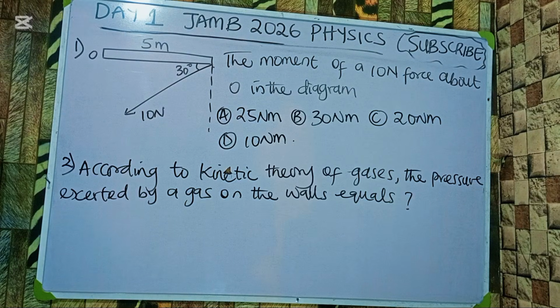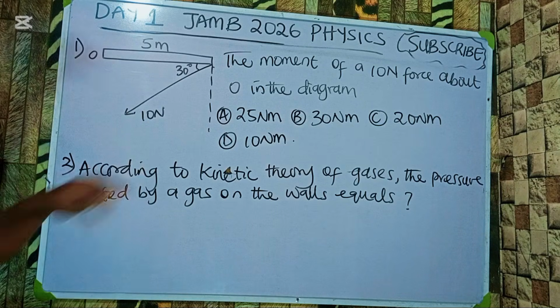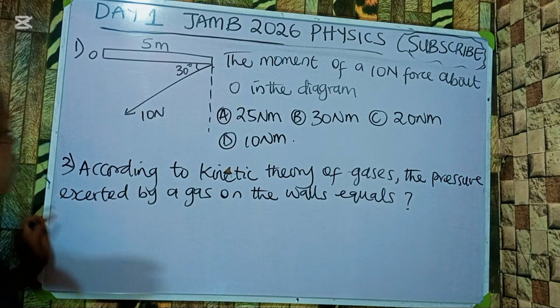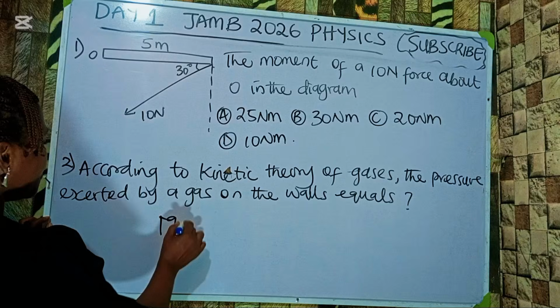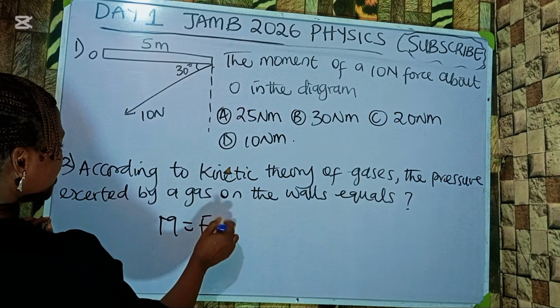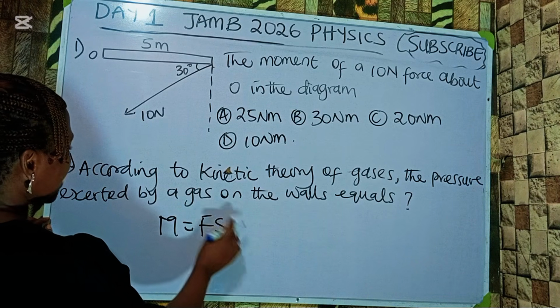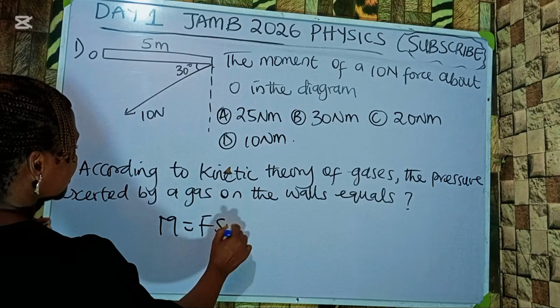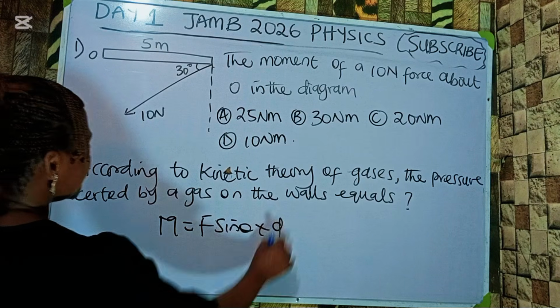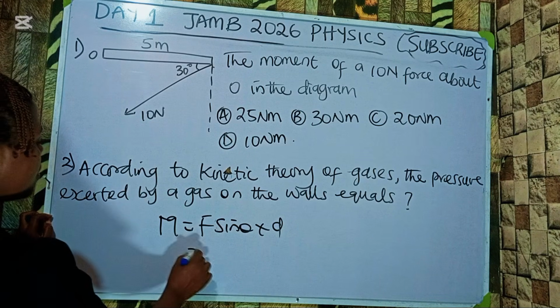Question 1. The moment of a 10 Newton force about O in the diagram is what? Now we are given the following options and we are asked to calculate the moment. So the moment of a force is equal to F times distance. Let's say F sine theta times distance.